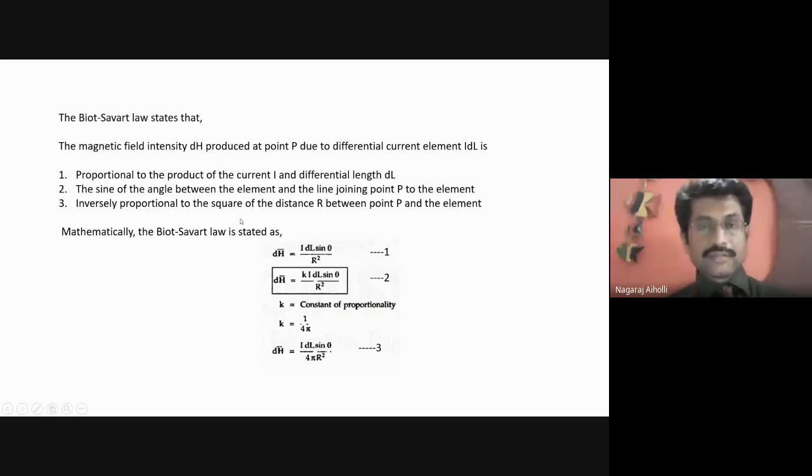According to whatever is the statement here, we have to just express it in the mathematical form. dH bar is directly proportional to the product of the current and differential length dl, that is I dl. Then it is directly proportional to the sine of the angle between the element and the line joining point P to the element, that is sine theta. It is inversely proportional to the square of distance r between point P and the element, that is divided by r square. R square comes in the denominator. Mathematically, the Biot-Savart law is stated as dH bar is proportional to I dl sine theta divided by r square.